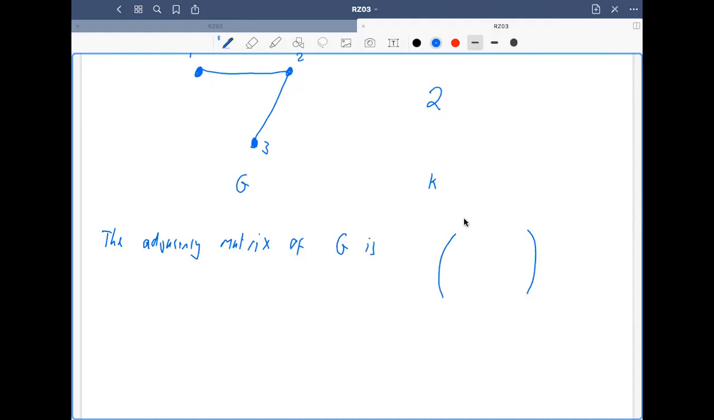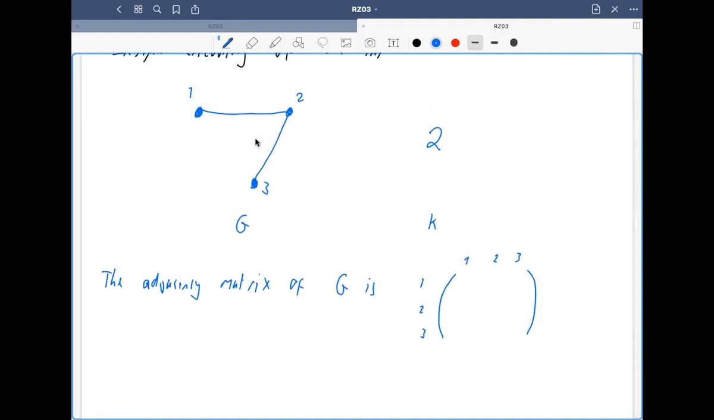And the idea is that in each row column position, here I'm just numbering them, this is going to be a 3 by 3 matrix because we've got 3 vertices in the graph. And in each row column position, you put a 1 if there's an edge from the vertex that labels the row to the vertex that labels the column, and a 0 if there's no edge.